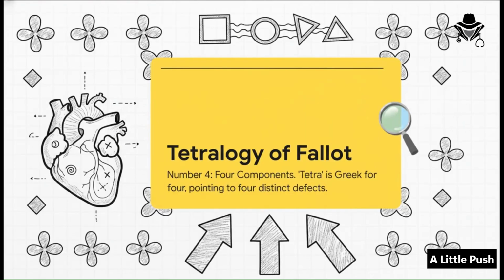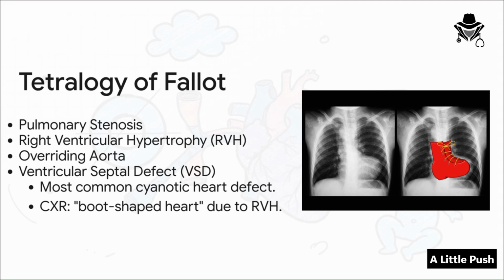Okay, number 4. This one might be my favorite because the name basically tells you the whole story. Tetra, that's Greek for 4, right? And it points to the 4 classic defects you see in Tetralogy of Fallot. Heads up, because this is the most common cyanotic heart defect in children, so you are absolutely 100% going to see this on your exams. Those 4 parts are a classic test question.